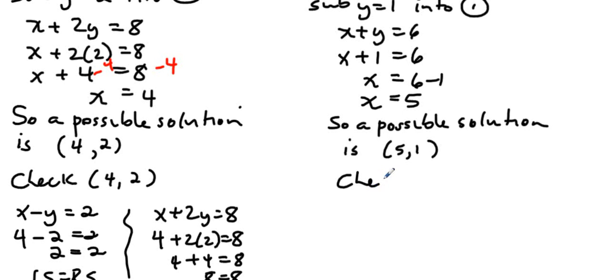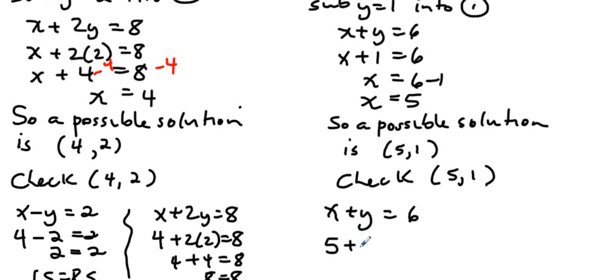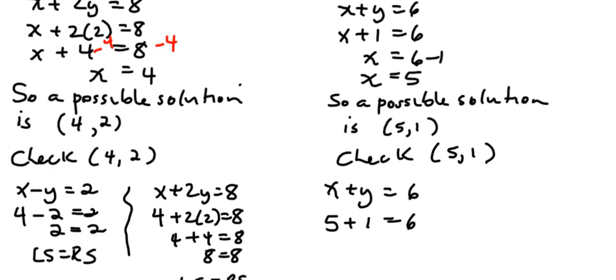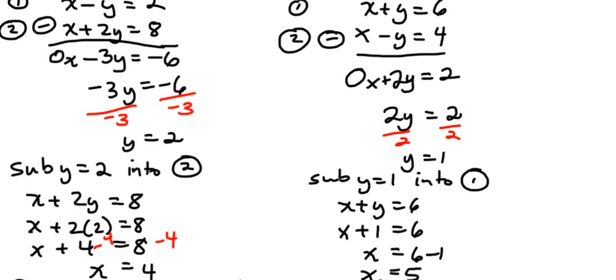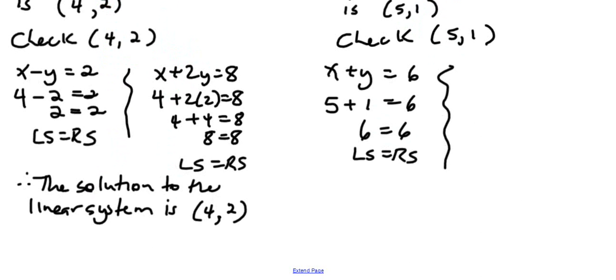We're going to check 5, 1, see how we do. So our first equation was x plus y equals 6. When we put in 5 for x, 1 for y, do we get left side equals right side? I'm pretty sure we do. We're going to try again with the other equation, and I can't recall what it was. Let's just have a peek. So that's x minus y equals 4.